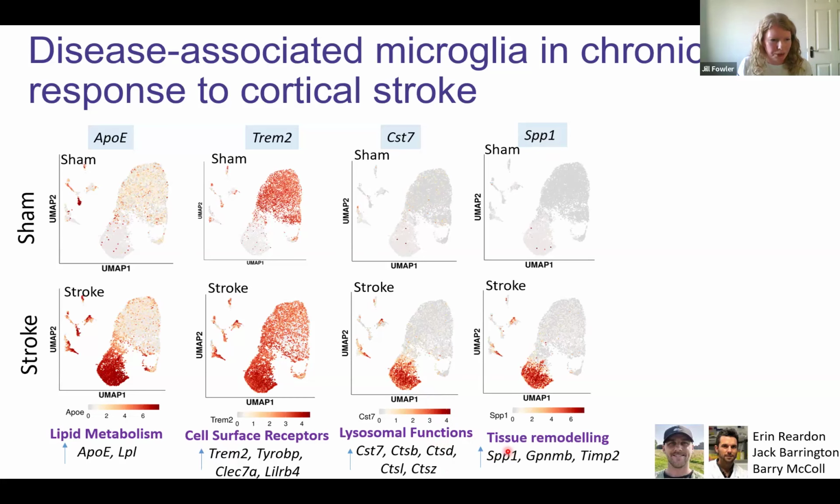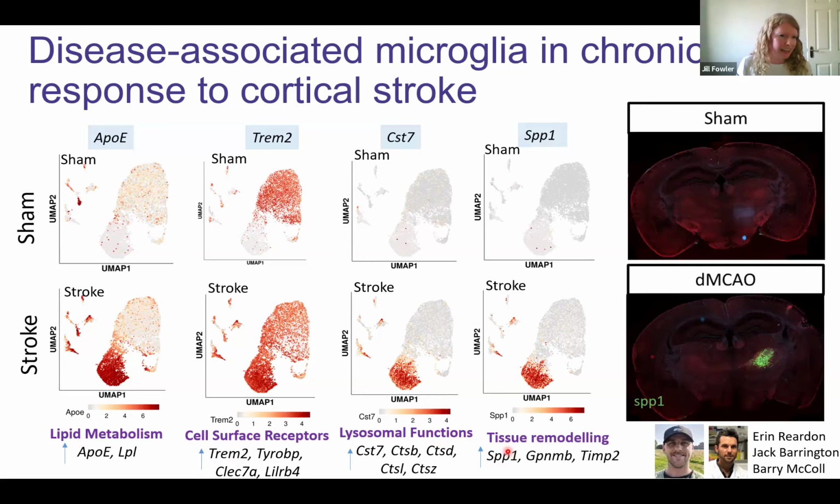And so in collaboration with Barry McCall's lab, who have great expertise in microglial changes in disease states, and with the help of Jack Barrington, Erin and I undertook some RNAscope experiments where we could spatially confirm that SPP1 was upregulated, and we could look at its location. And so we did see SPP1 cells in corpus callosum and surrounding the lesion as well. But here you can see this very marked upregulation, this focal area of SPP1 induction in the thalamus. And this is 1 month post-stroke.